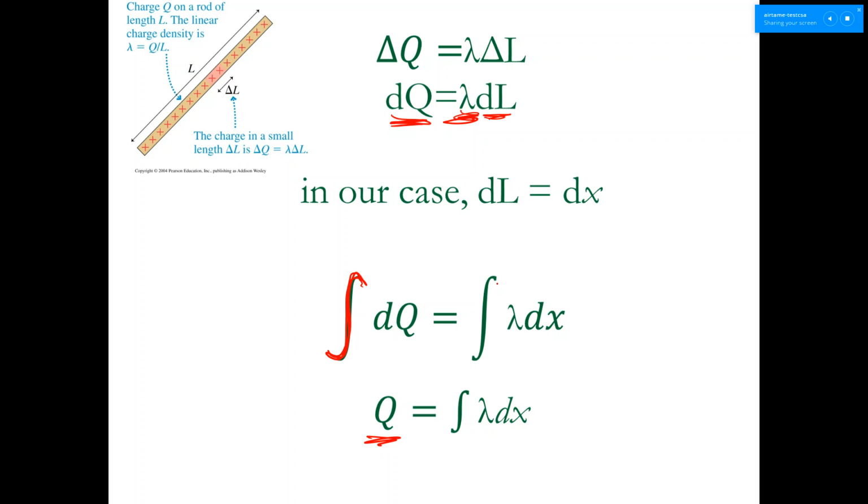That means I have to add up all the little charge densities multiplied by all the little lengths, in the case of a long wire. So you end up with this expression here when it comes to finding the total charge of a wire.